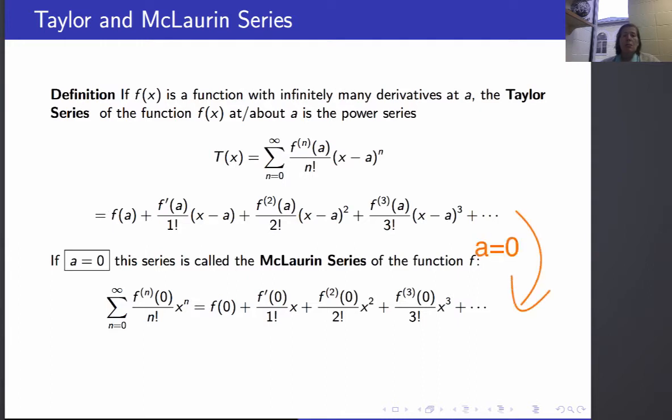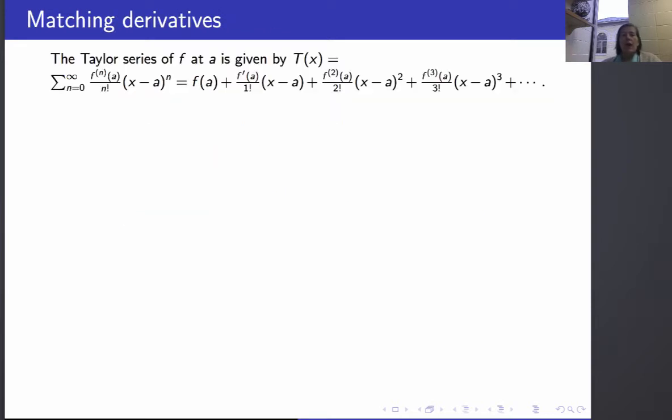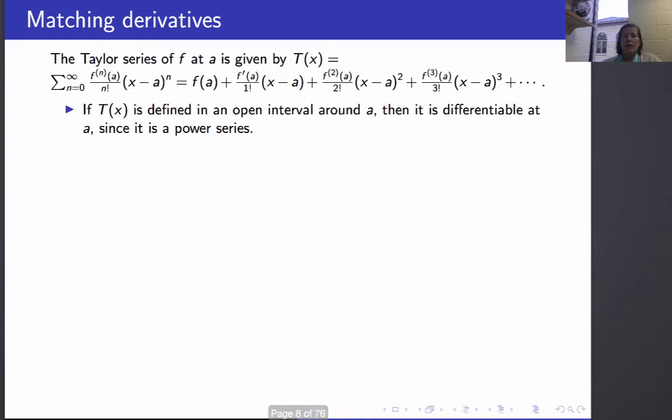because it was developed by Maclaurin. If you plug in a equals 0 here, you get that the Maclaurin series of the function f at 0 is the sum from 0 to infinity of the nth derivative at 0 over n factorial times x to the n. So here we're going to show that all of the derivatives of the Taylor series of f at a actually equal the derivatives of f at a.